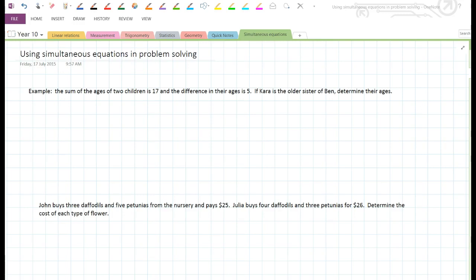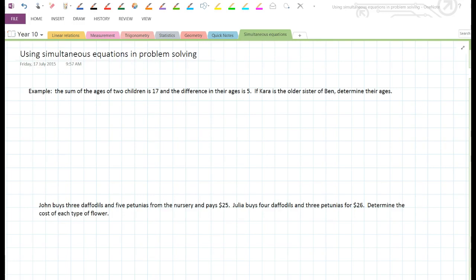The sum of the ages of two children is 17, and the difference in their ages is 5. If Cara is the older sister of Ben, determine their ages. Now, we could probably use trial and error here, because the sum is 17, so you could say 10 and 7. Oh, that's a difference of 3. So I'll go 11 and 6. Yeah, there it is. That was fast. So you can do it that way, and that'll be quicker.